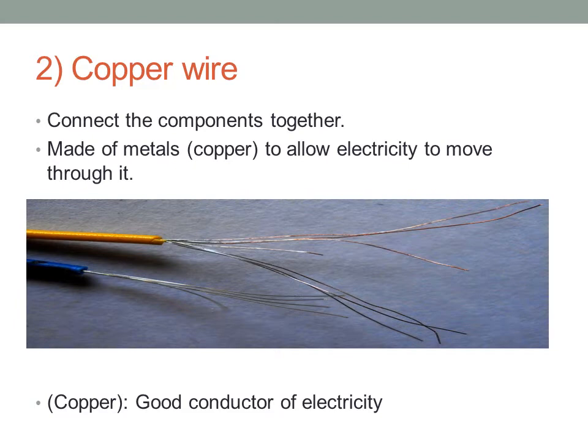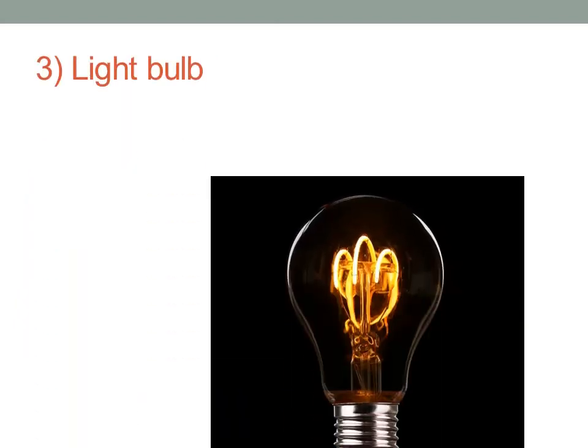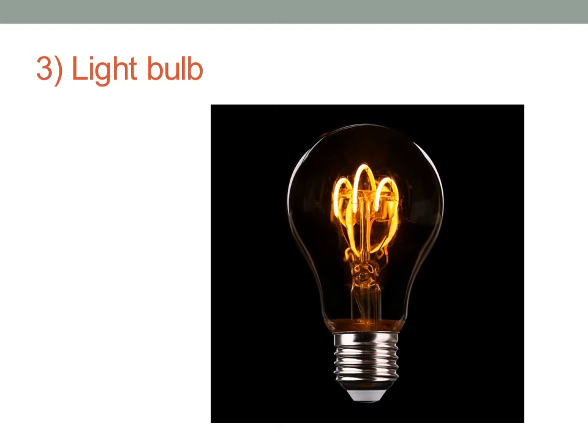Okay, so number 3, I have the light bulb. The light bulb is like evidence that the electricity moves. If the light bulb lights on, so the electricity moves in the circuit. If it's off, so there is no electricity.